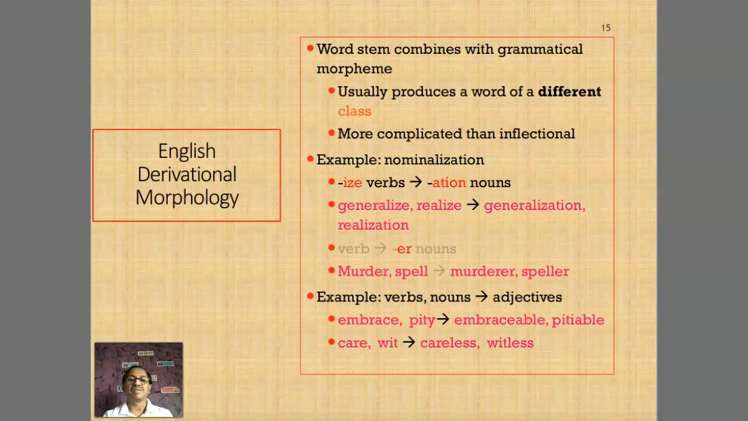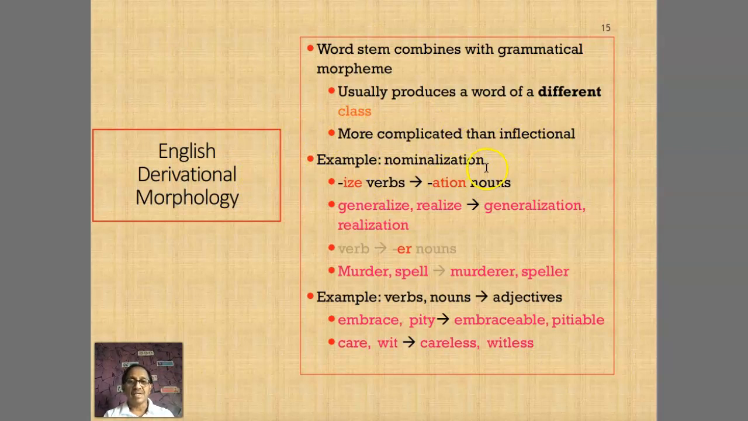Let's look at English derivational morphology here. A word stem combines with a grammatical morpheme, either noun, verb, etc., and produces a different class. It is more complicated than inflection, right? Derivational morphology is more complicated than inflectional morphology.